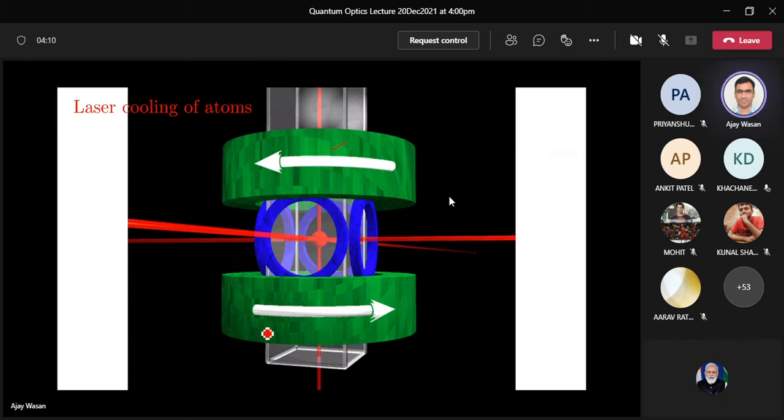Okay. So I am showing here in this picture, this red color is some beams, laser beams are going on. There is this green color, you can see the coil, some magnetic field we are generating. In the center, we have a zero magnetic field. I will discuss all this in coming slides also.